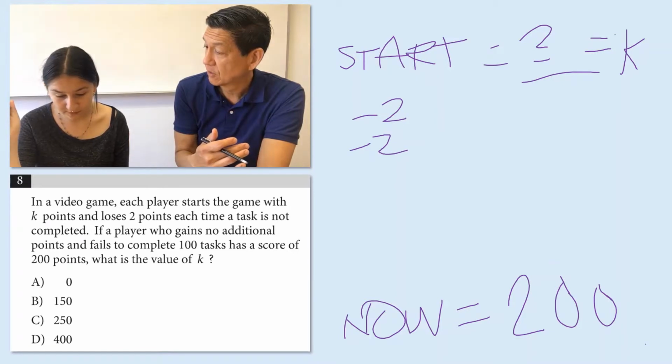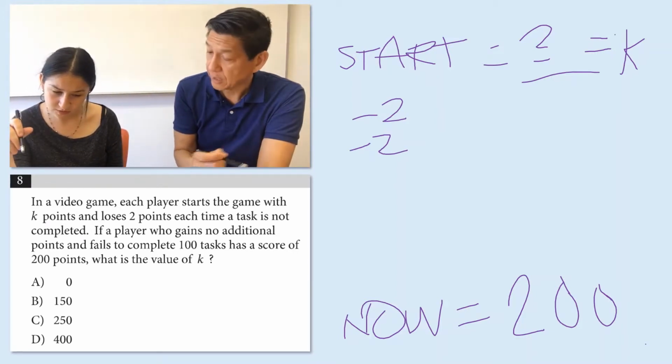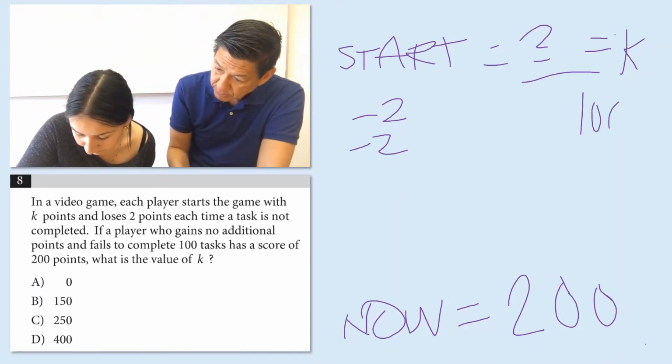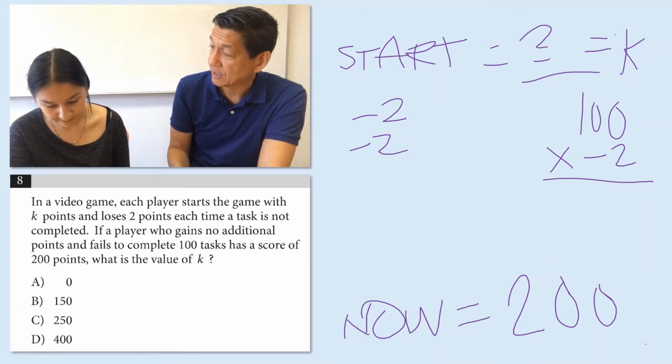So that would be 100 times negative 2. Yeah, you want to write down what that is? So you got 100. Yeah, it's a little hard to write minus. Great. And do you know what that equals? 50? Negative 50? So not quite.